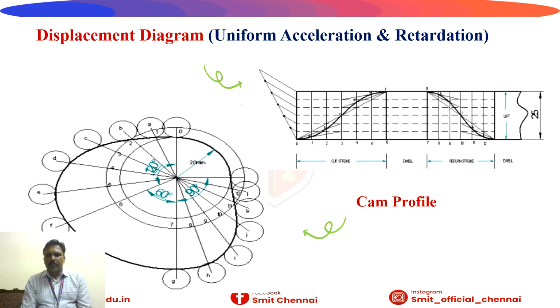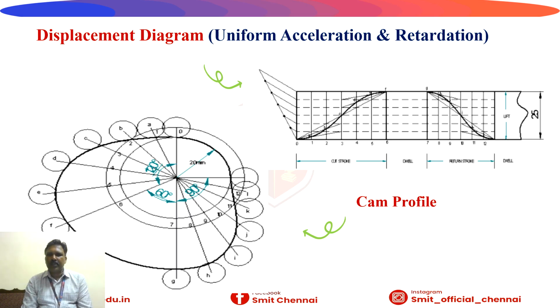Then we have already seen the displacement diagram of SHM. This is the displacement diagram for uniform acceleration and retardation. In this, one difference we can see on the left hand side is that there is no need to draw a semicircle. Only for simple harmonic motion is this semicircle needed to complete the displacement diagram. In this, there is no need for a semicircle.